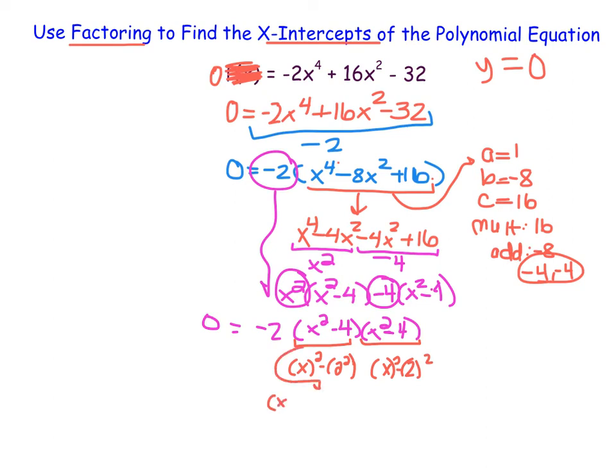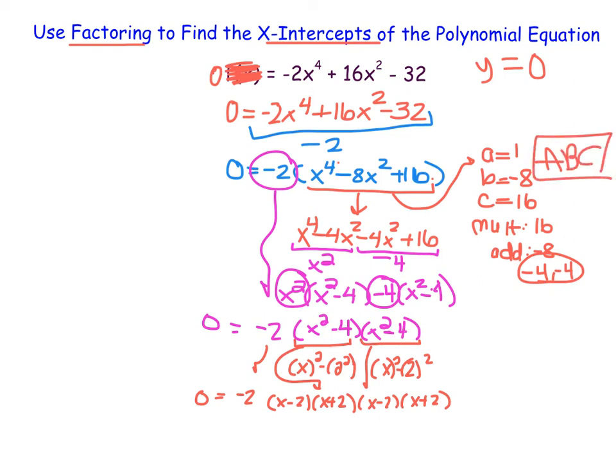This one becomes x minus 2 x plus 2. And this next one here also becomes x minus 2 x plus 2. And then I still can bring this negative 2 down and set it equal to 0. So this one has quite a few little tricky parts to it. It factors using the ABC method up here. And then because we have those x squares, we can use the difference of squares down here.